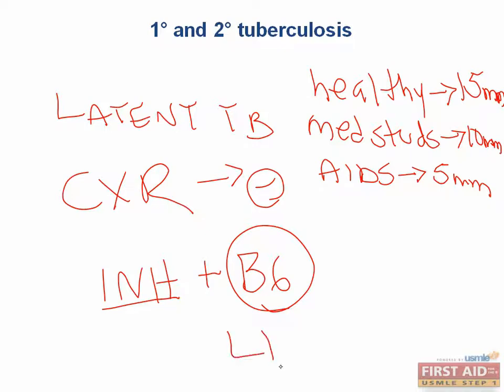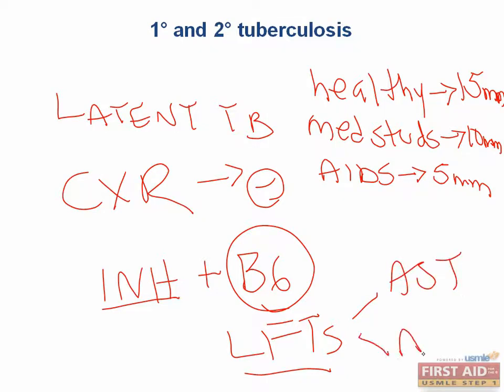Their liver function tests, their LFTs. You're definitely going to want to check the LFTs because isoniazid can cause hepatitis. So you're going to want to follow their AST, you're going to want to follow their ALT closely just to make sure they're not developing drug-induced hepatitis.